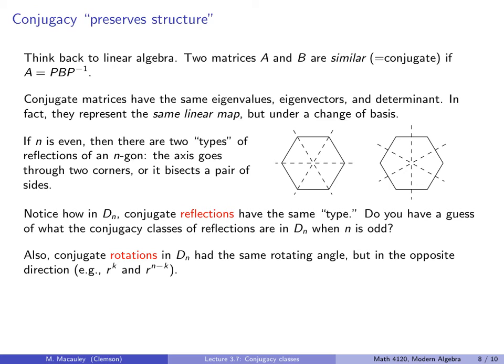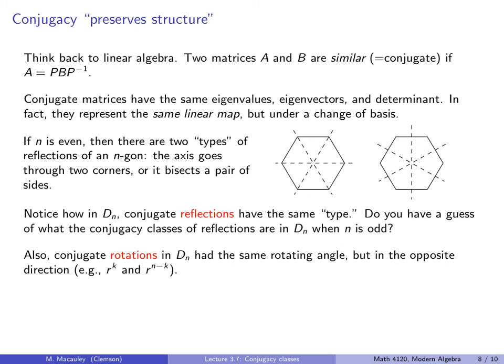And as I mentioned earlier, conjugate rotations in D_n had the same rotating angle, but in the opposite direction, like r to the k and r to the n minus k. And I'll let you think about how this would generalize when you have larger n, like when n is 24 or 12, something that has a lot more divisors, and there might be rotations that have different rotating angles, in other words, angles that are not negatives of each other, but have the same order.